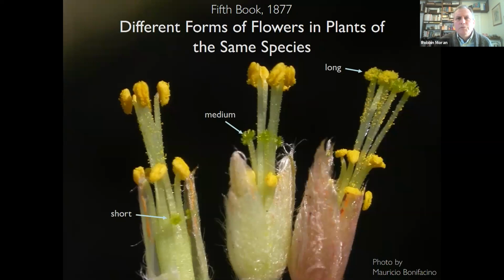The Different Forms of Flowers on Plants of the Same Species. This is a fascinating book. I think Darwin's just recognizing that these different species that have different forms of flowers should be grouped together and studied was very perceptive on his part.